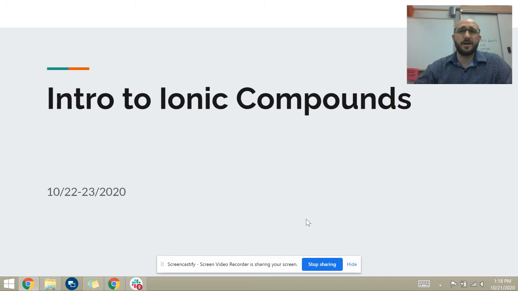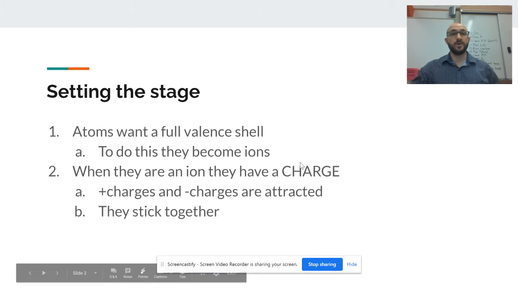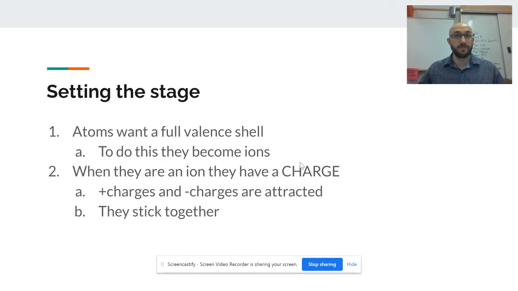So this is our Intro to Ionic Compounds, our first bit of notes for Unit 3. So let's set the stage a little bit before we jump into the new stuff. We already know that there are these things called atoms made up of protons, neutrons, and electrons. We already know that protons have a positive charge and electrons have a negative charge. We already know that the electrons have to go in a set of discrete orbitals. That the first orbital can only fit 2, the second can fit 8, the third can fit 8, and so on. We already know that an atom wants that outside shell, that valence shell, to be full.